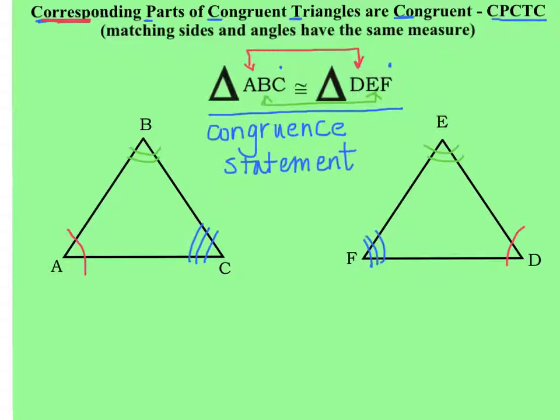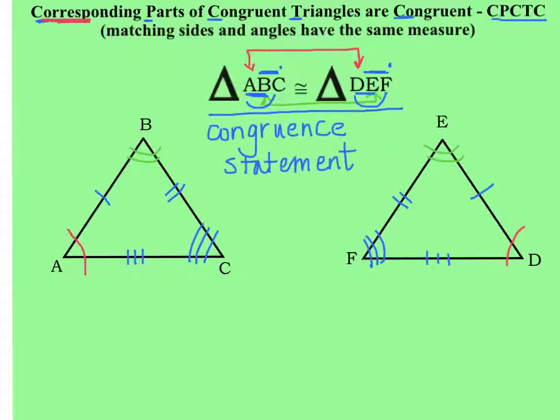The congruence statement also tells us what sides are congruent. I can see that side AB, the first two letters on the left-hand side, would be congruent to the first two letters on the right-hand side of our congruence statement. So AB is congruent to DE. BC is congruent to EF. And AC is congruent to DF.